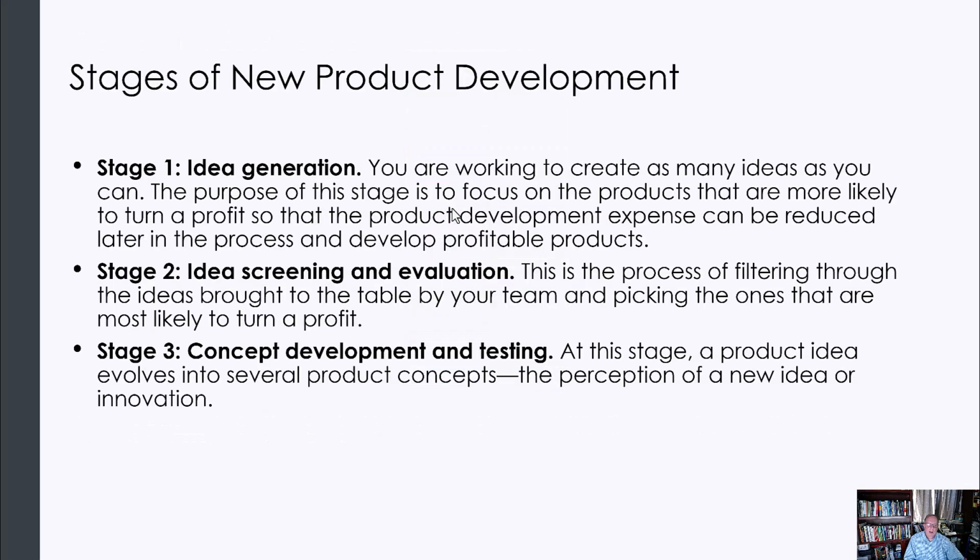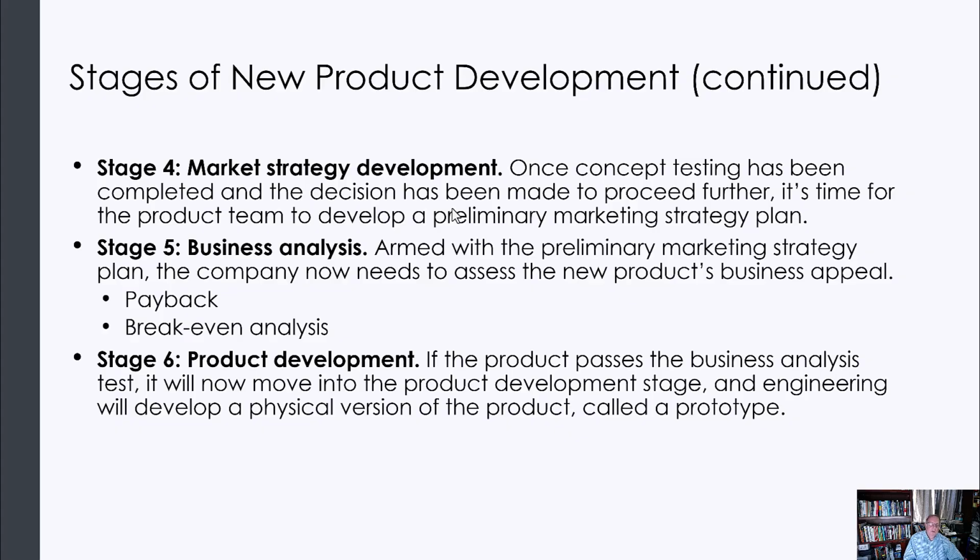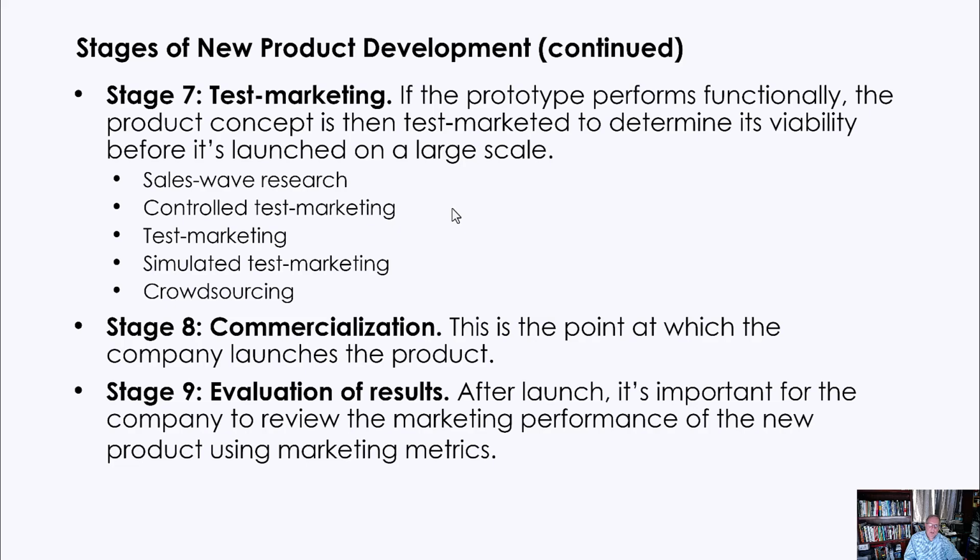So I think that we've covered idea generation, screening and evaluation, and then we loop back if we kill it. We looked at market strategy and development and business analysis, and we loop back to stage 1 if we kill it. We do product development and test marketing, and we loop back to stage 1 if we kill it. And then 8, if we finally launch, this is where we actually launch the product to the public, and then we evaluate the results and we see if we were actually successful.